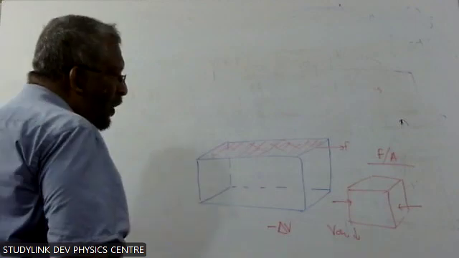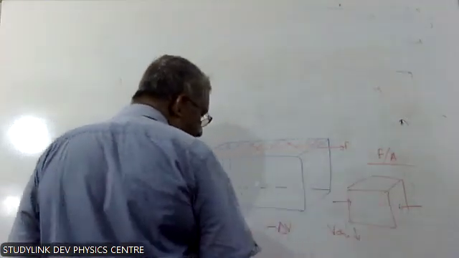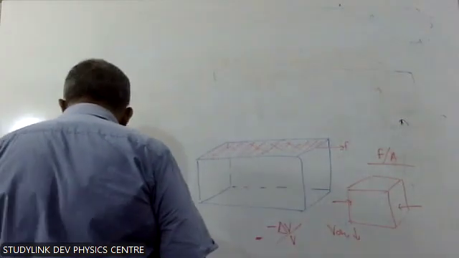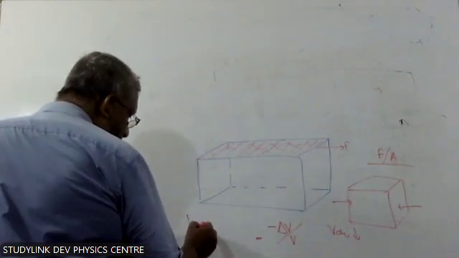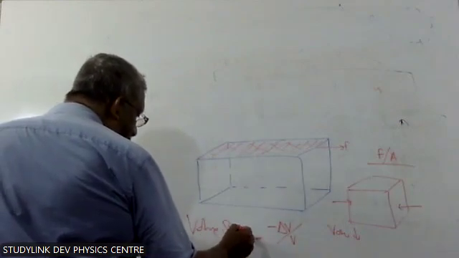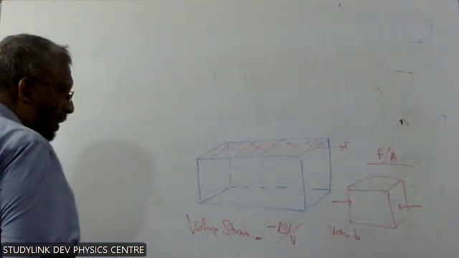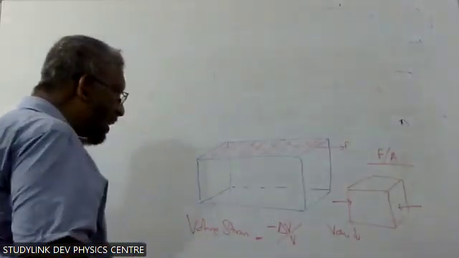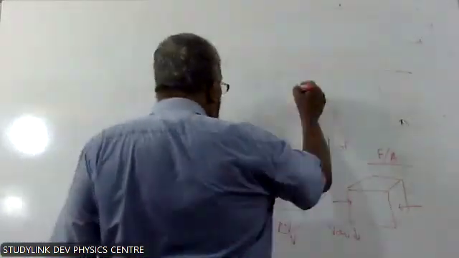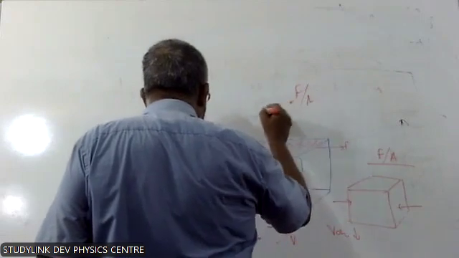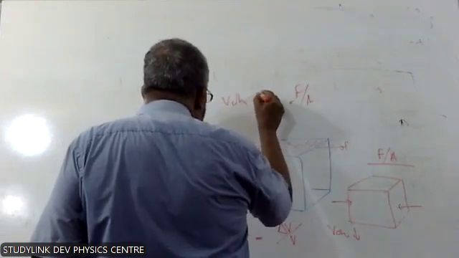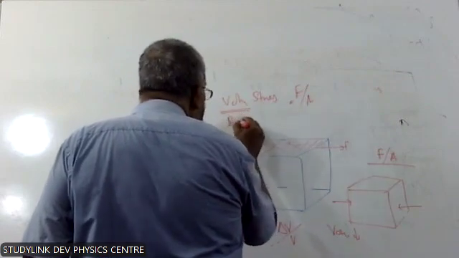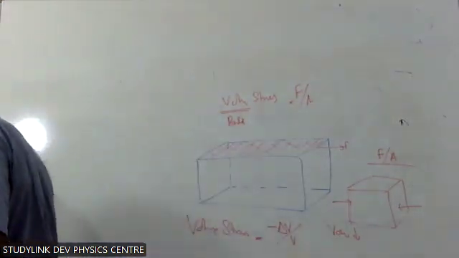And here, force divided by area. Delta V divided by V is the volume strain. Minus sign because it compresses. If the force is outwards, it is plus delta V. Then force divided by area is the other one, that is volume stress. Volume stress, you can say bulk.